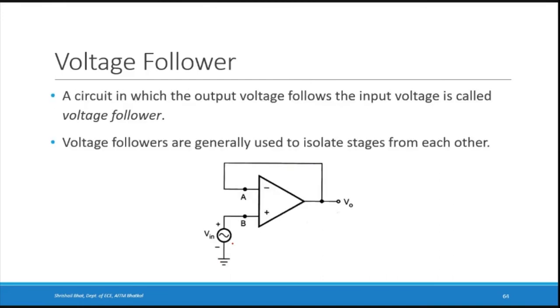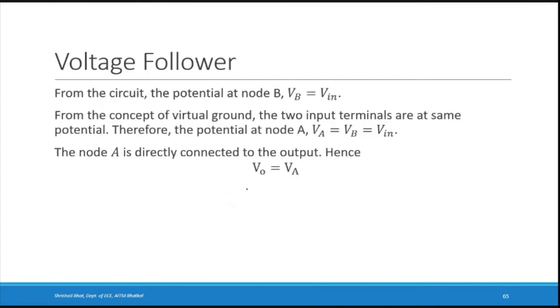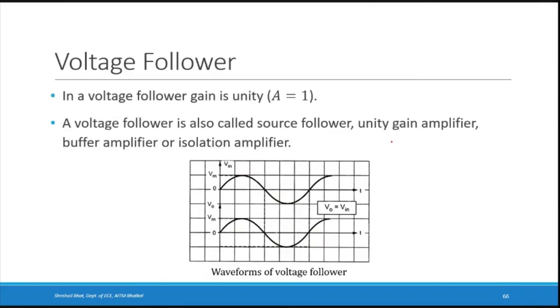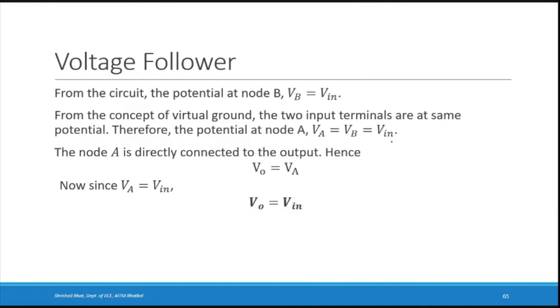From the circuit, you can see the output is connected to node A. So V0 is equal to Va, since node A is directly connected to the output. But what is Va? Va is Vb, which is equal to Vin. So V0 is equal to Vin. That means the output is the same as the input. So that's the voltage follower.